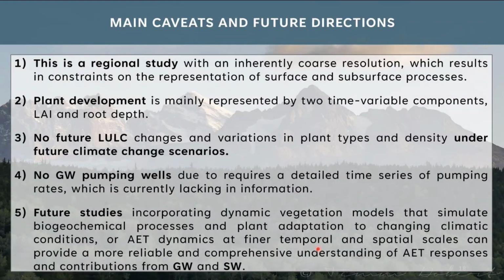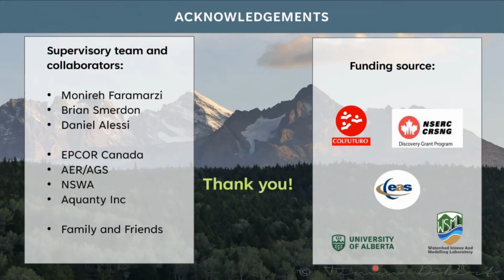We also suggest that future studies incorporate a dynamic vegetation model that simulates biochemical processes and plant adaptation to climate change conditions, or also simulate actual evapotranspiration dynamics at finer temporal and spatial scales, which can provide a more reliable and comprehensive understanding of the actual evapotranspiration response and contribution from groundwater and surface water, because our settings include monthly variations. But also, field studies have shown that actual evapotranspiration can vary day by day, or even hour by hour. So that's also to consider in future studies.